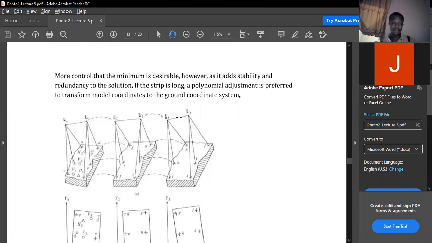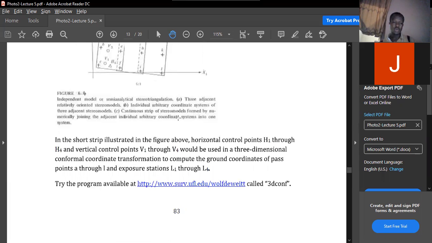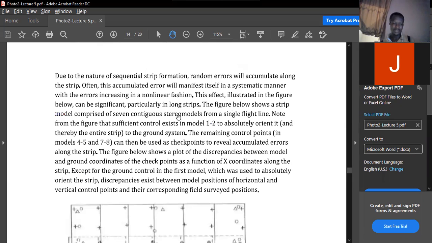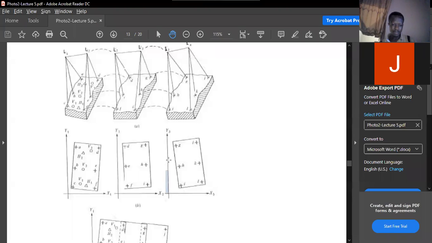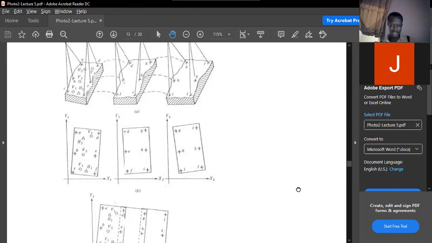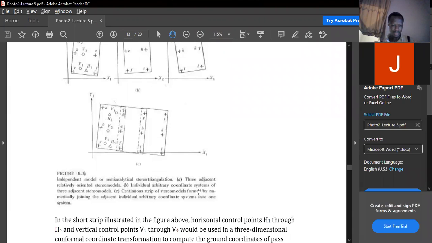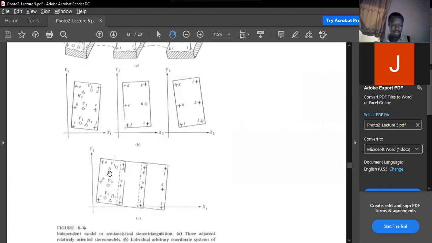The idea is to join up the models, and as we go, errors are propagated. Now let's look at this diagram. The plus signs that you are seeing there are the pass points. The triangles are controls. The round symbol represents the vertical control, the triangle represents the horizontal control. The plus signs are the so-called pass points that we talked about.